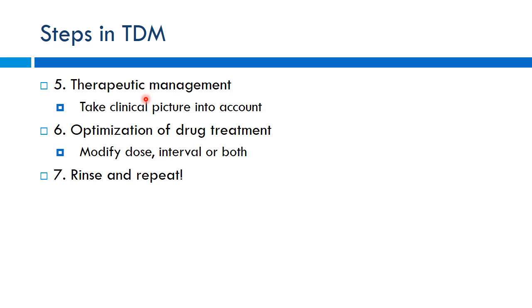A lot of times, if the level comes back a little too low, but the patient's improving clinically, I may not want to do anything with that level, right? Then we'll optimize the drug treatment, usually either modifying the dose or the interval, or both in some cases, and then you rinse and repeat. You'll check another level once you get to steady state, figure out where we're at at that point, and then make any other changes you need to. You basically do that until the patient's therapeutic.